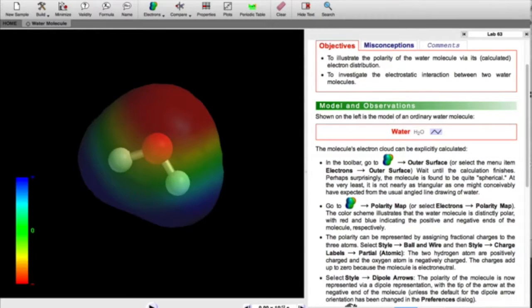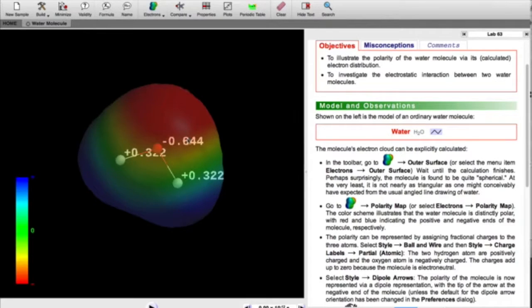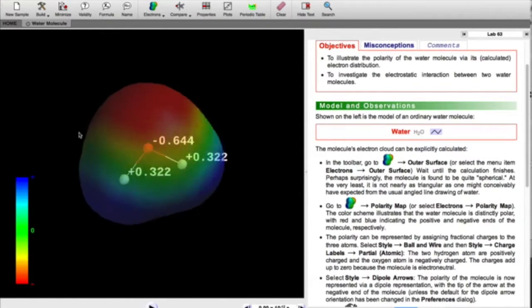To make the numbers a little more visible, I'm going to go to the ball and wire representation, and then under style, I'm going to go to charge labels, partial atomic. And now what we're seeing here is that we're actually giving a numerical value to the excess negative charge around the oxygen atom relative to the lack of negative charge for the hydrogen atoms right here.